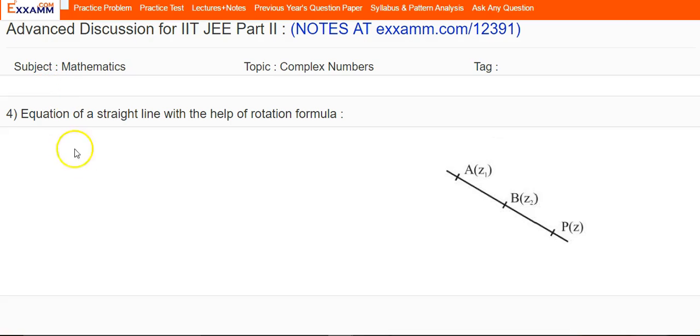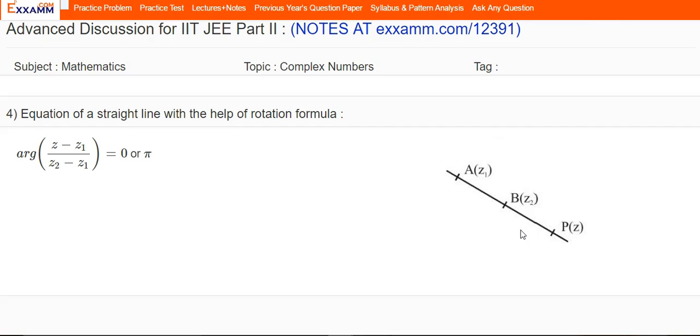So now coming to the complex plane, let us find the equation of a straight line with the help of the rotation formula. In the rotation formula, let us say that z is a variable point and z1 and z2 are the fixed points, and we have to find the locus of z which moves such that it always lies on the line joining A and B. So what do we know from our rotation formula? That in this case the argument of (z minus z1) upon (z2 minus z1) would be either 0 or pi.